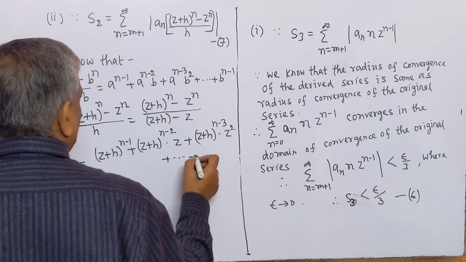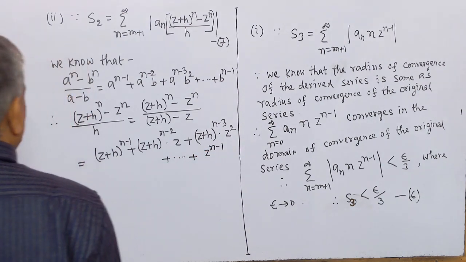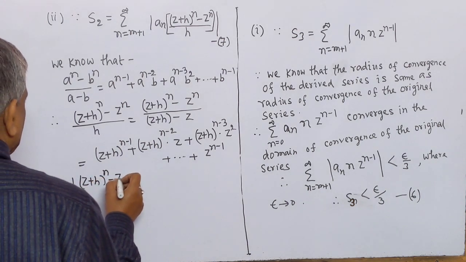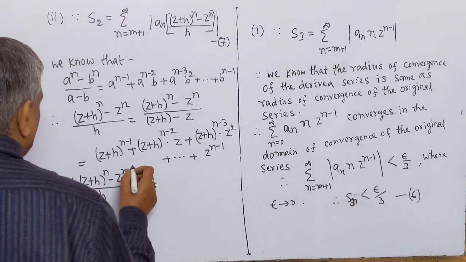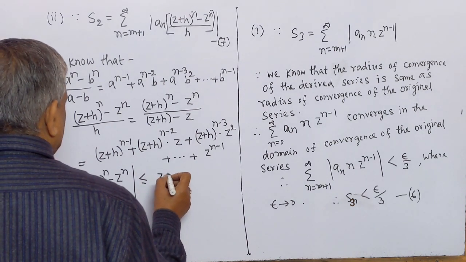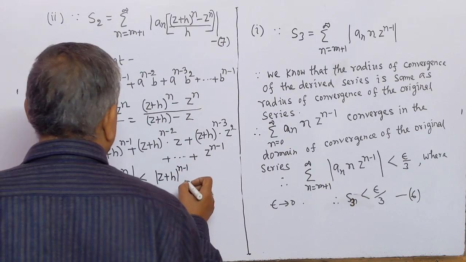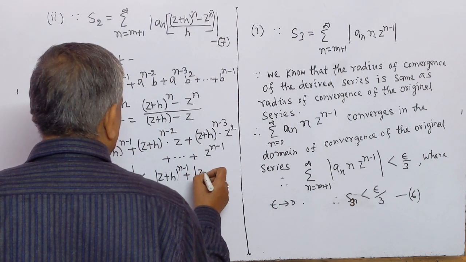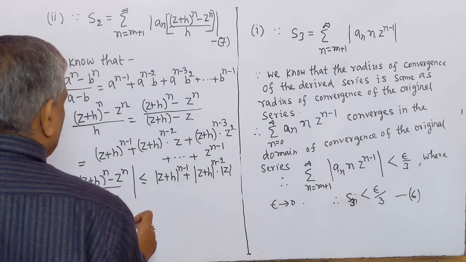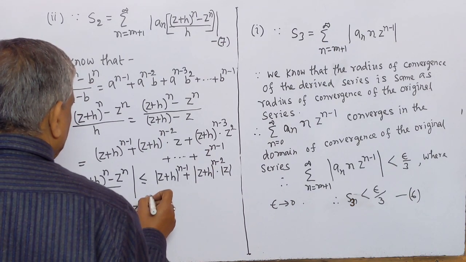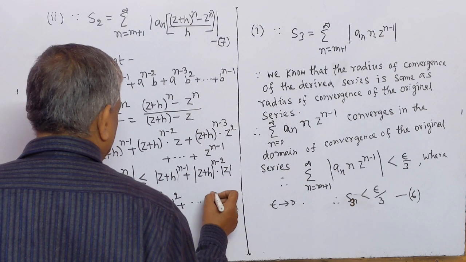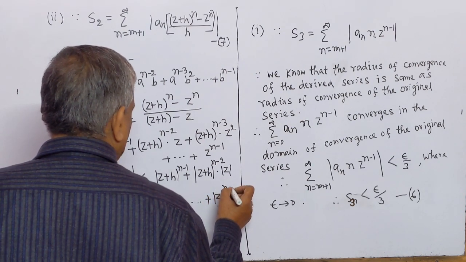...plus z to the power n minus 1 implies that modulus of (z plus h to the power n minus z to the power n) by h is less than or equal to modulus of (z plus h) to the power n minus 1 plus modulus of (z plus h) to the power n minus 2 multiply modulus of z plus modulus of (z plus h) to the power n minus 3 multiply modulus of z square plus dot dot dot plus modulus of z to the power n minus 1.